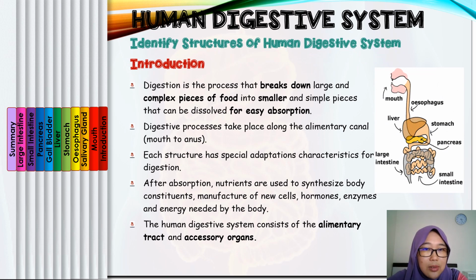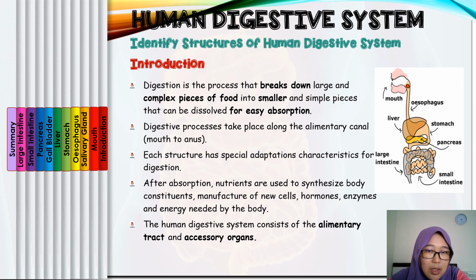As the introduction, the human digestive system is used to describe the alimentary canal, some accessory organs, and digestive processes that take place along the alimentary canal, starting from the mouth to the anus. Digestion is the process that breaks down large and complex pieces of food into smaller and simple pieces that can be dissolved for easy absorption. Each of these structures has special adaptation characteristics for digestion.